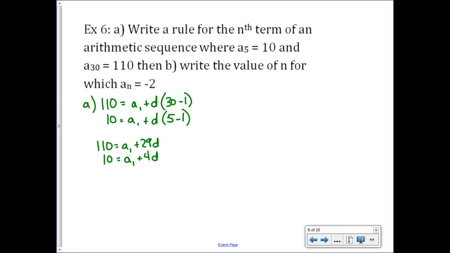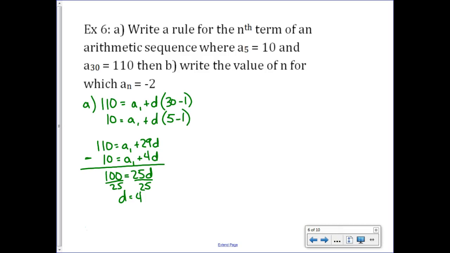Well, since we have a sub 1, if we just combine these system of equations by subtracting, we get 100 equals, a sub 1 minus a sub 1 is gone, 29 minus 4 is 25 times d. So divide by 25 on both sides. So d then would equal 4.